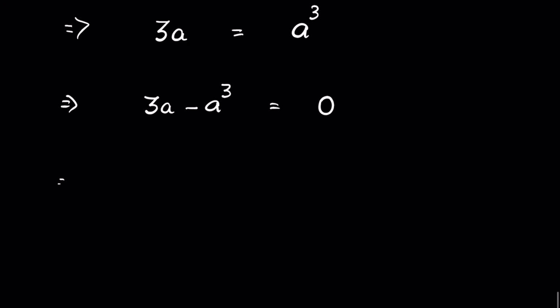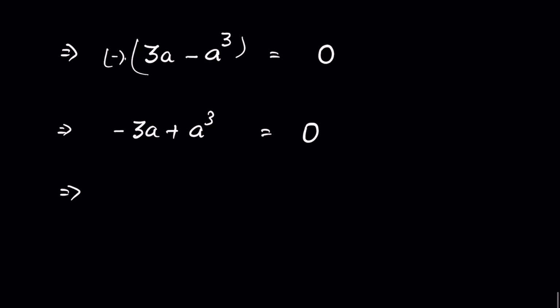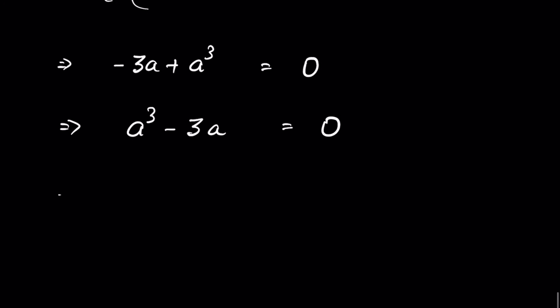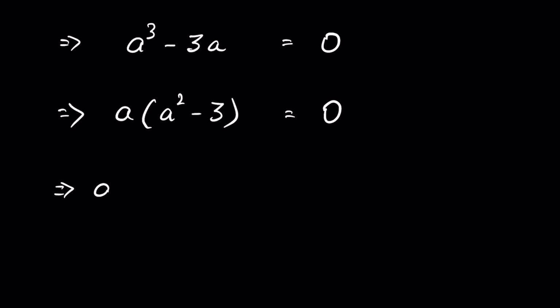If we multiply both sides by minus, then it is minus 3a plus a cube equals 0, or we can write it as a cube minus 3a equals 0. We can take a common here and write a times (a square minus 3) equals 0.